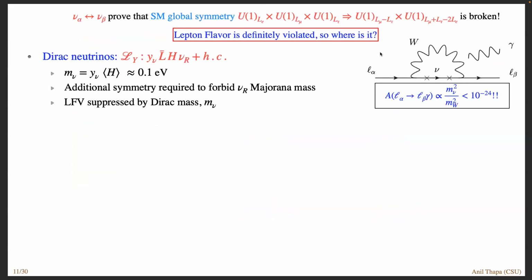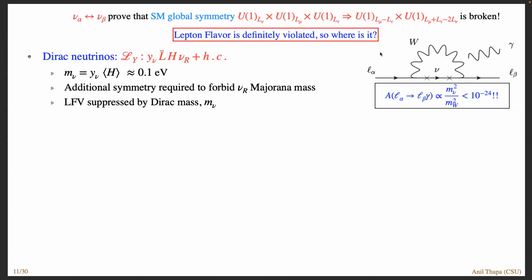Of course, we know that there's a flavor transition in the neutrino sector. So the neutrino has a mass. It proves that the global symmetry Le, L mu, and L tau is broken. Electron flavor is definitely violated, because we know that one flavor goes to a different flavor. So the question is, where is it? One way to test this kind of model is through flavor violation.